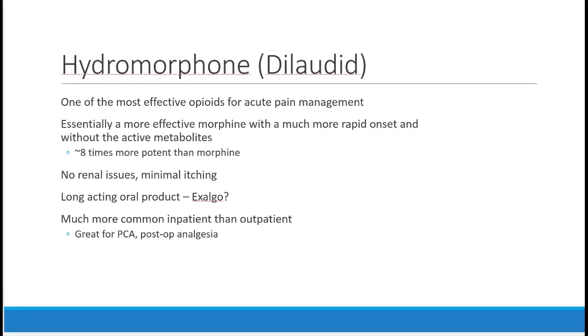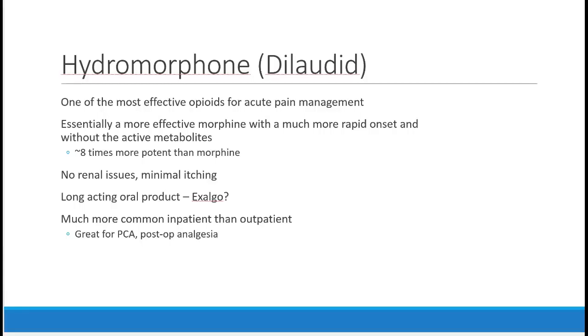Hydromorphone is Dilaudid, probably the most effective and most commonly used medication for acute pain management. It's about 8 times more potent than morphine, has a much more rapid onset, and doesn't have any metabolites. No renal issues to think about, and very minimal itching. It's much more commonly used inpatient than outpatient. Really, you rarely see people get prescribed oral Dilaudid. It just doesn't happen that much. Usually they're giving something a little bit less potent like a Norco or a Percocet.